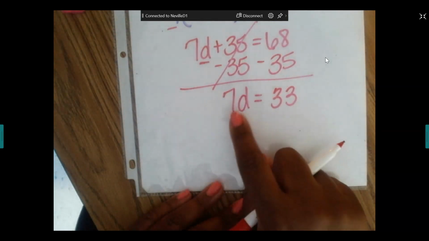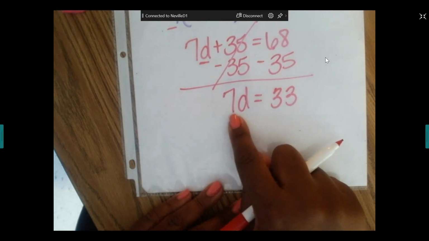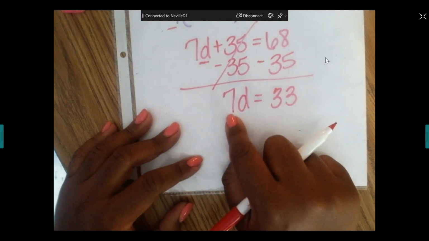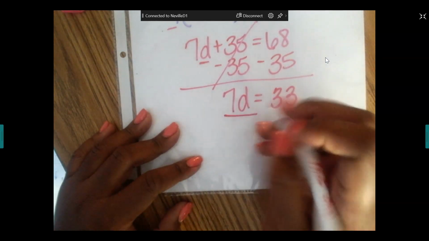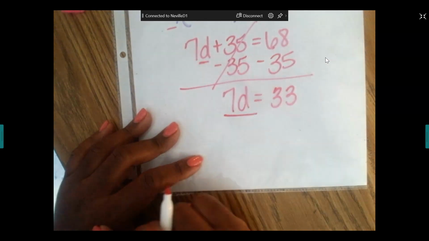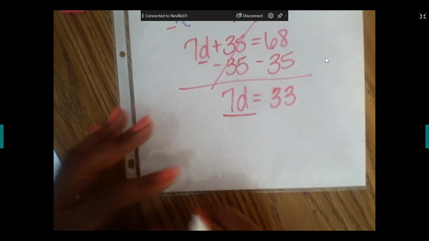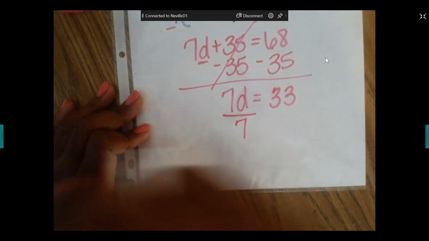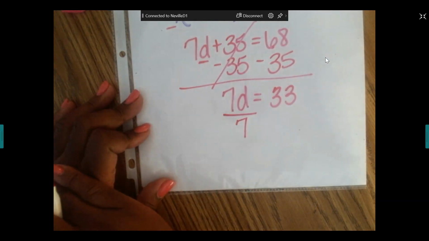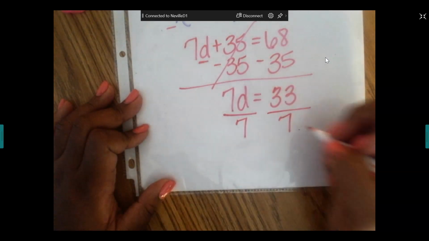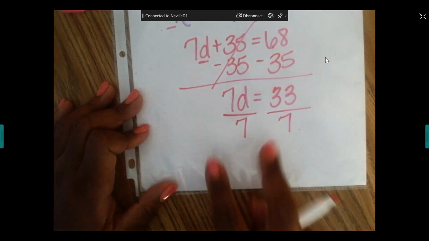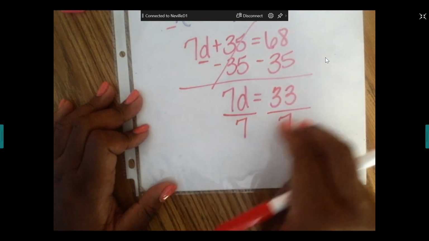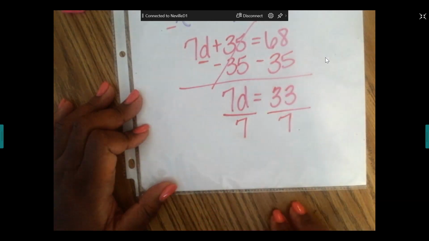Now, what do we do to get that D alone? Divide. Hey, Mivak, why am I dividing here? What's happening between the 7 and the D right now? They're being multiplied. And the opposite of multiplication is division. So, to isolate our variable here, we're going to divide by 7. And remember, we have an equation. So whatever operation I do on the left side, I have to do the same thing on the right side.